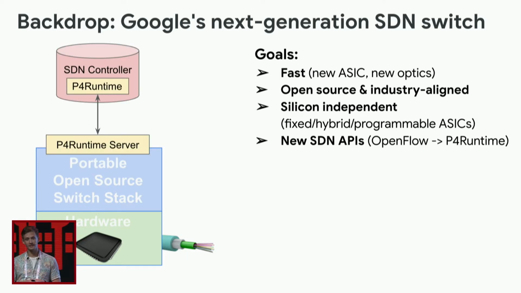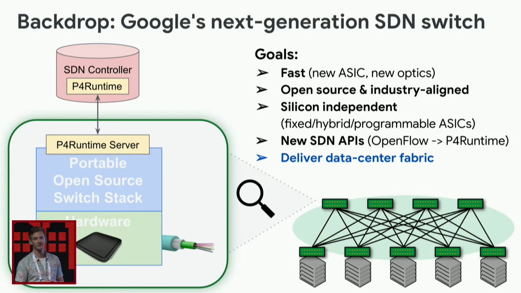Additionally, we wanted the switch to be silicon independent, so we could use ASICs from different vendors. And also, further down the route, we wanted to be able to use programmable ASICs with the same switch stack as well. And then, in order to take advantage of capabilities of these programmable ASICs, we wanted to start using a new SDN API, P4 Runtime instead of OpenFlow, and integrate things with our existing SDN controller, Orion, which you may have heard about before. And then finally, to actually deliver value to the company, we would have to deliver a data center fabric based on this new switch.